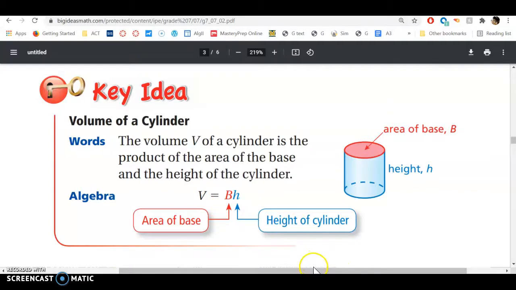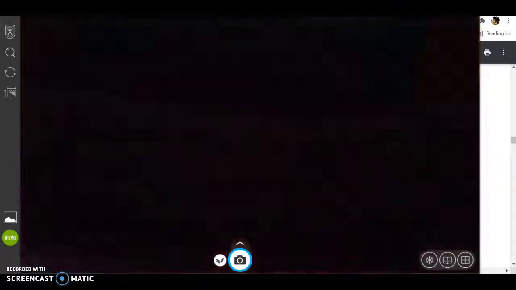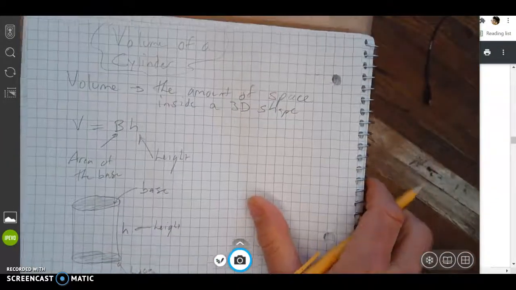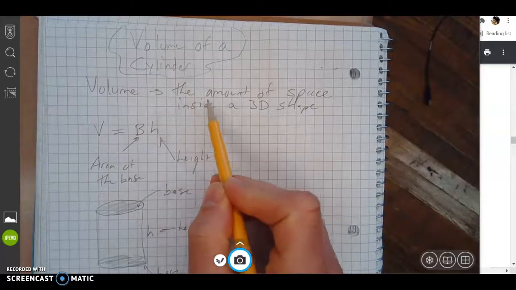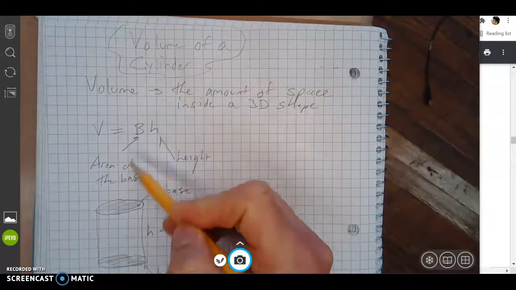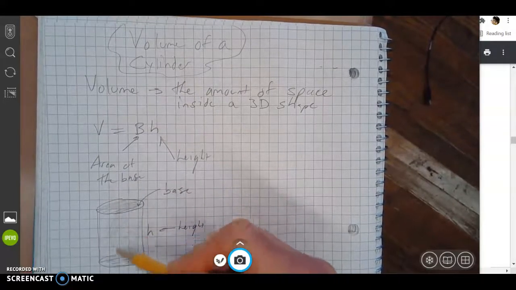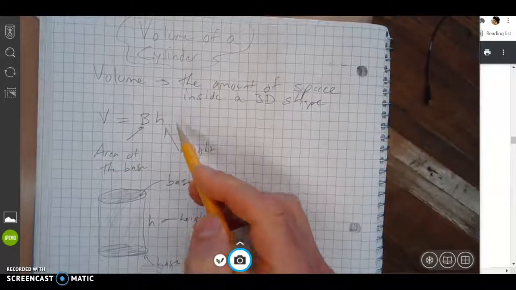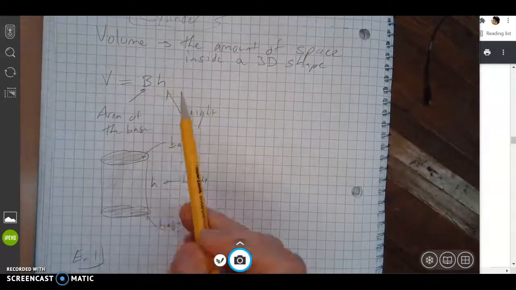Okay, so let's take a look at the notes. What should they look like? Here you go. So let's adjust this a little bit so you can see it better. So volume of a cylinder. Volume is what? Yeah, the amount of space inside a 3D shape. So how much space you got inside this Pringles can or this cold drink can, whatever it may be. Okay, that's cylinder. So volume equals area of the base times the height.